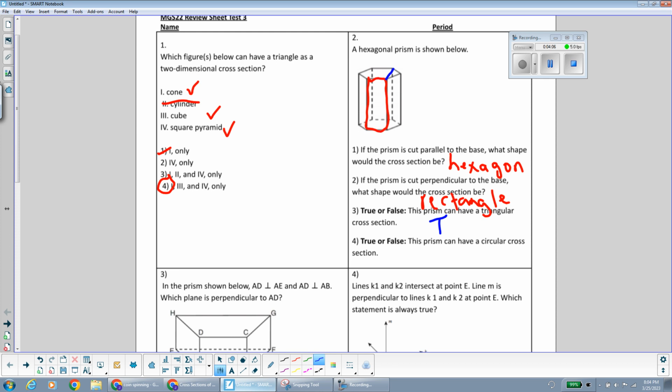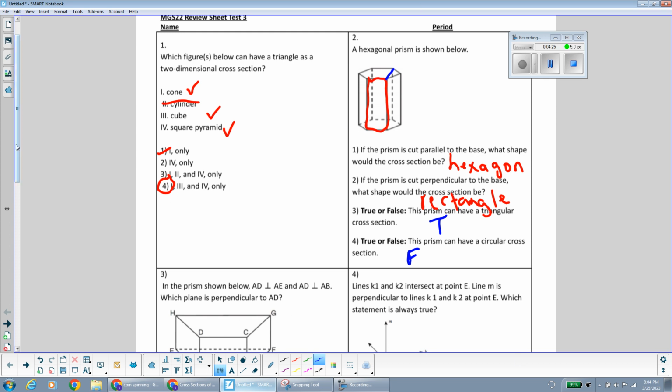True or false? This prism can have a circular cross-section. Answer is false. There are no curved edges. Everything comes to a point. So there's no way that we're going to get a circle out of here because a circle doesn't have points. A circle has just curves. So out of a hexagonal prism, there is no way that we are going to get a circle out of that.